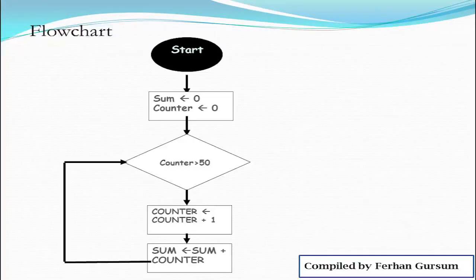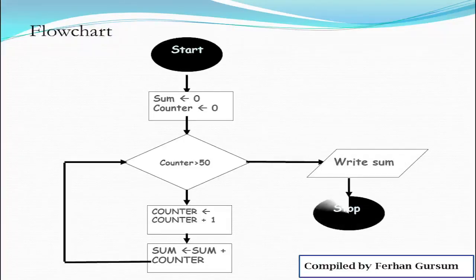Let us say now counter becomes 56, for example. Now it is true. Okay, when this condition becomes true, the flow of the program goes toward this and prints what? Sum, and stops the program. Okay, this is the flowchart.